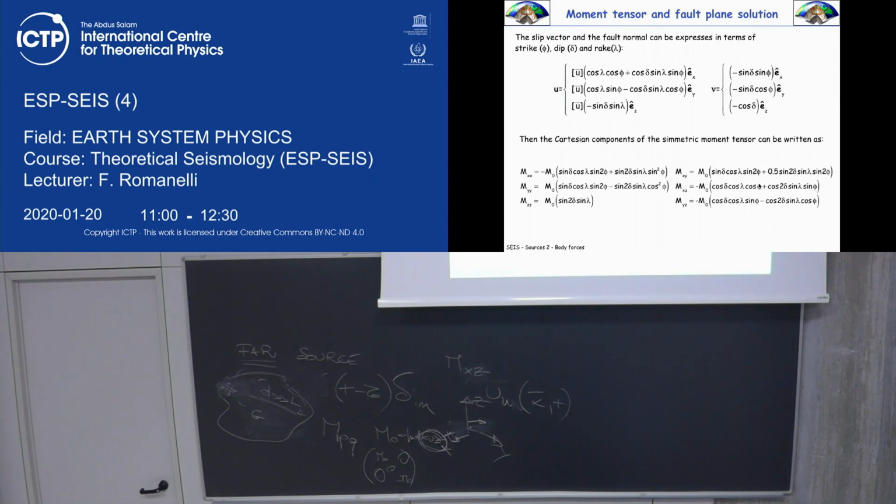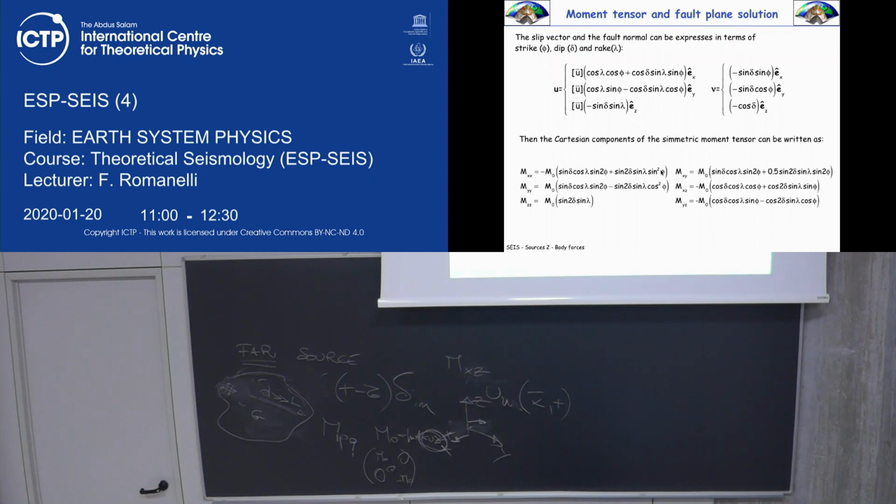So, just to tell you, we have been spending 2 hours just to go from the fault and the slip on the fault to these 6 quantities. Wait a second. Too many questions, I'm sorry. Otherwise we will never move. Once you diagonalize the 6 elements here, in the principal axes, they're just M0, 0, minus M0.